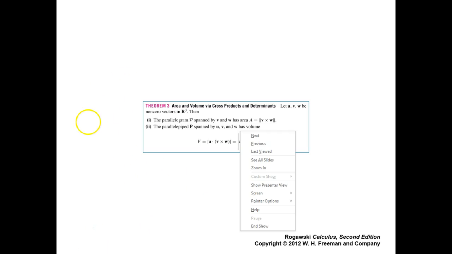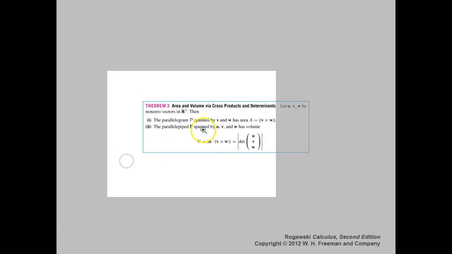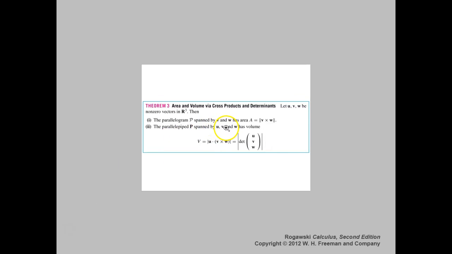Where did my cursor go? Okay. Now, here's theorem 3. Oh, I know what. That's why it was up there. I was going to zoom it.